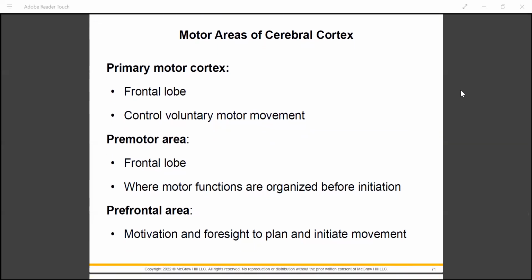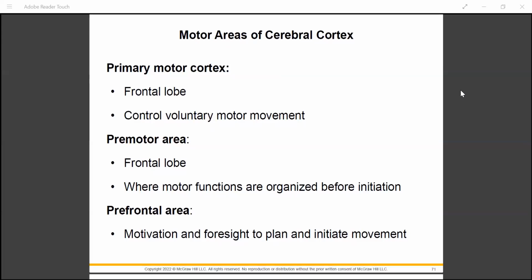So we went over the big divisions, or the lobes. We're going to touch on just a couple of specific areas within the brain. We'll start off with our primary motor cortex. Based on what we talked about, it shouldn't be a surprise that that is located in the frontal lobe, and it's going to control our voluntary movement. Any voluntary movement is going to be controlled by the primary motor cortex.